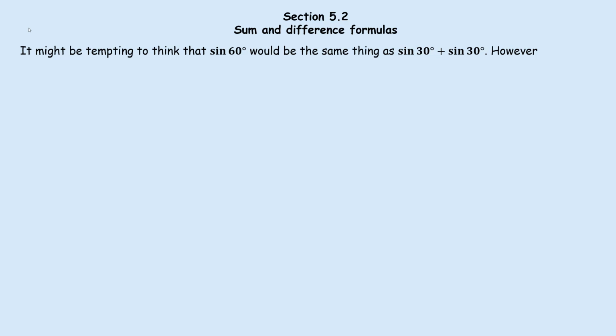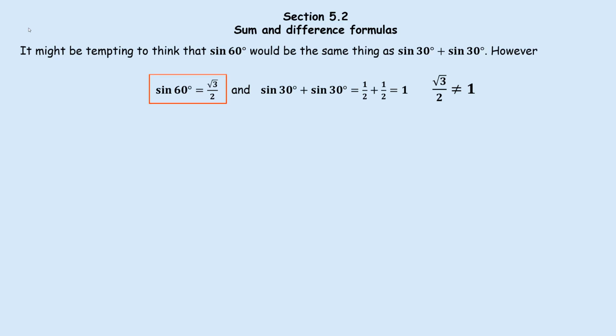All right, so it might be tempting to think that sine 60 would be the same thing as sine 30 plus sine 30. Sadly, no, it is not. Sine 60, as you should know, is the square root of 3 over 2, and sine 30 plus sine 30 is 1/2 plus 1/2, which is 1, and the square root of 3 over 2 is not the same thing as 1. So no, sine 60 is not sine 30 plus sine 30.